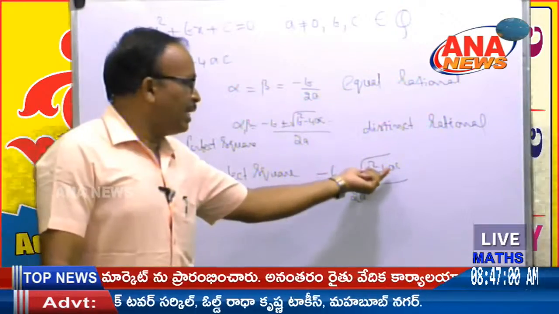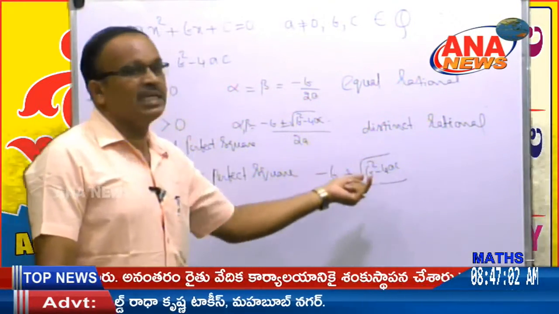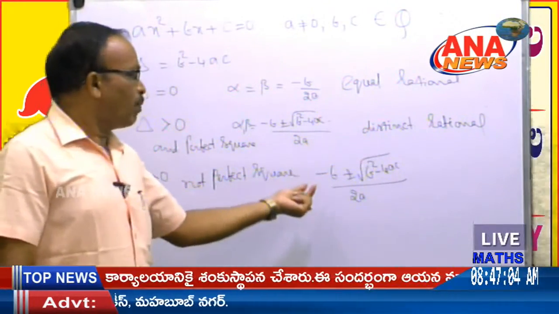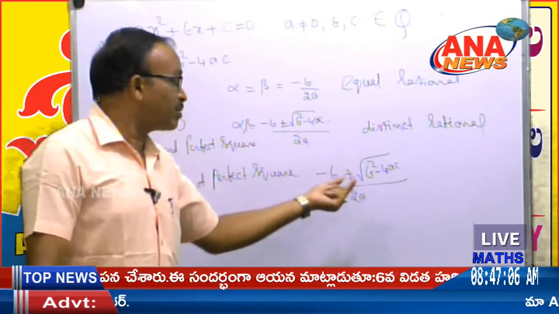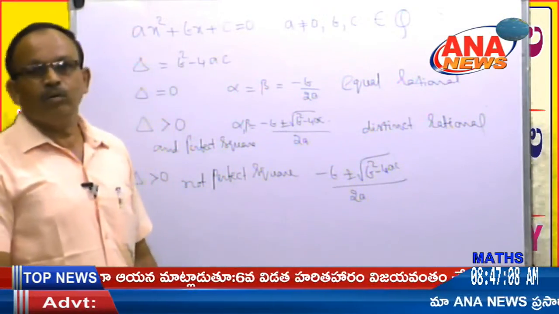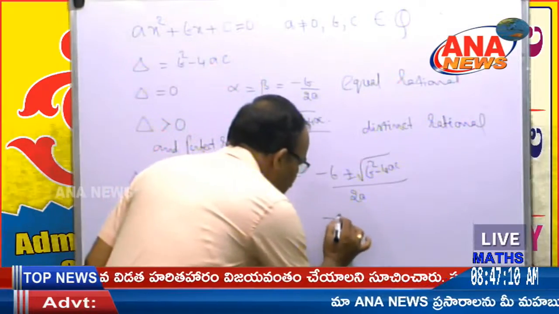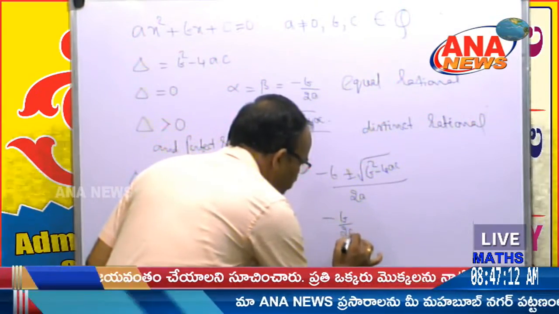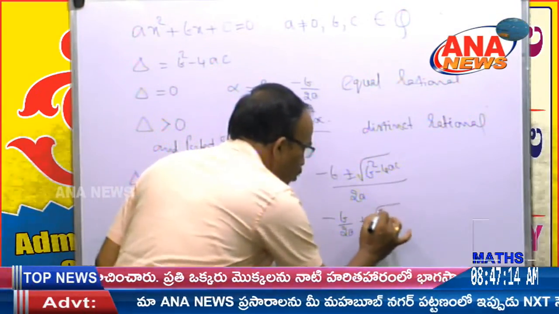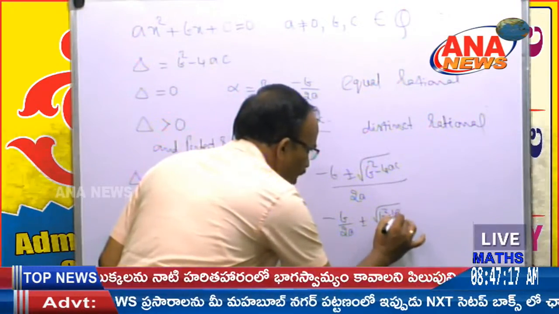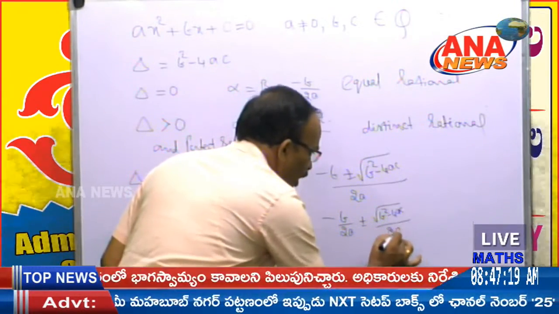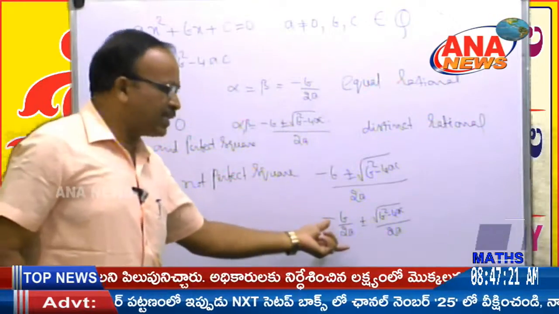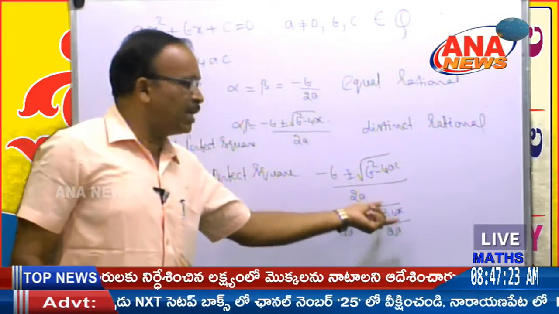So this is an irrational value. Root over something is an irrational value. So minus b plus or minus root over b square minus 4ac by 2a, in the form of minus b by 2a plus or minus root over b square minus 4ac by 2a. Here this is rational, but this is irrational.